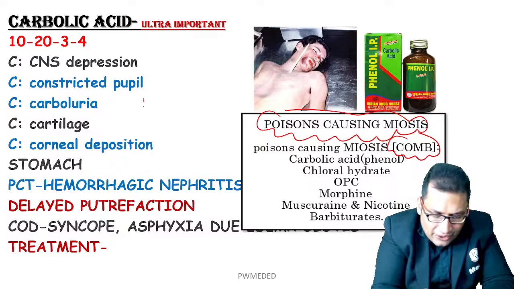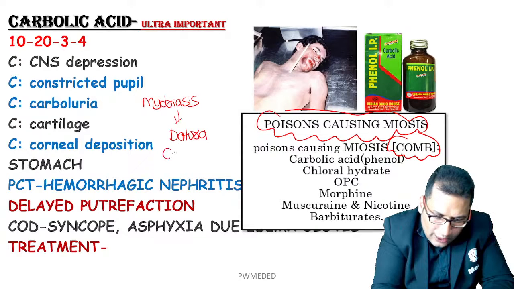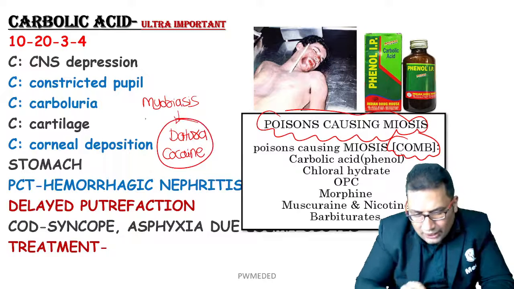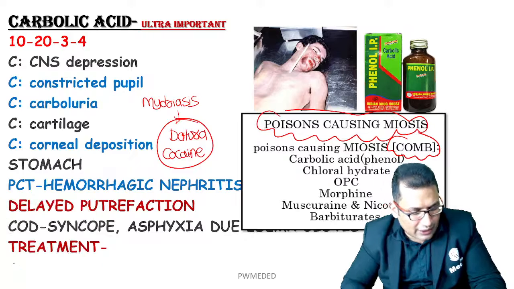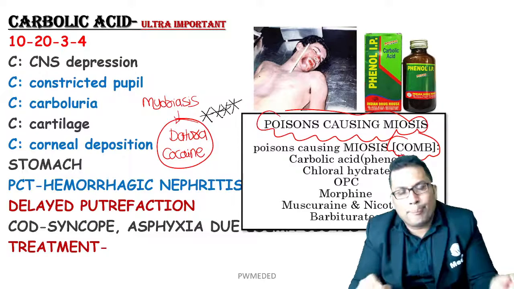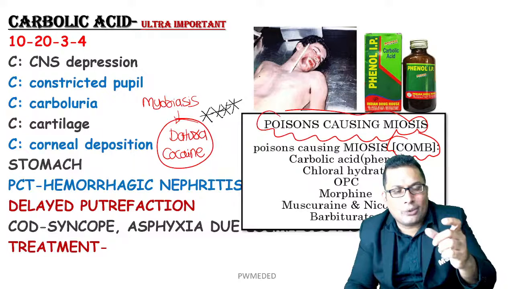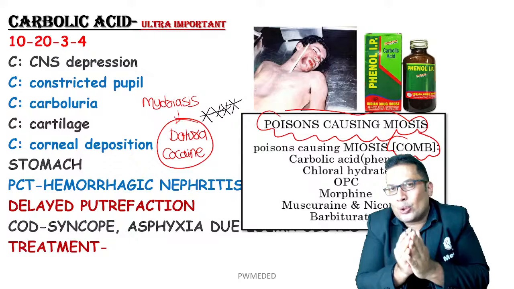Remember mydriasis. Mydriasis is seen in case of datura poison, and also in case of cocaine poison. These two are very commonly asked. A very, very important topic that can be asked in your exam. Mydriasis, dilation of the pupil, can be seen in datura poison and cocaine. Cocaine is also a very important topic.